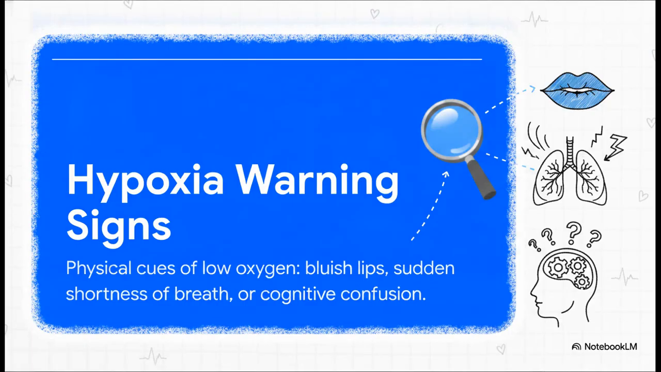If their oxygen drops, they enter a state called hypoxia. I really need you to watch for these physical cues carefully. Visually, look for cyanosis. That's a bluish tint to their lips. Listen to their breathing. Are they suddenly experiencing shortness of breath? And critically, check their cognitive state. A sudden onset of confusion or an altered mental state can be a massive red flag that their brain just isn't getting enough oxygen. These signs require immediate, urgent escalation.